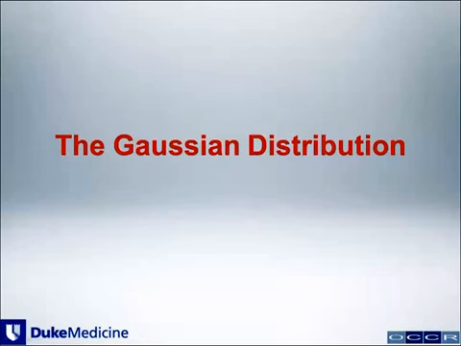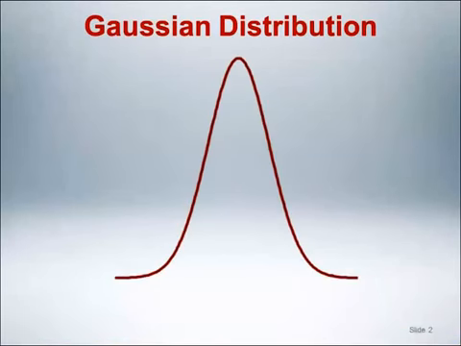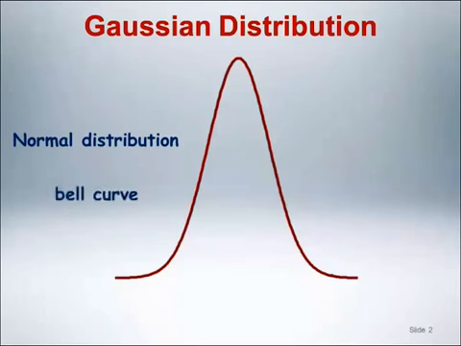Let's discuss the Gaussian distribution. There is a good chance that you are familiar with the Gaussian distribution in some context. It's more commonly referred to as the normal distribution or the bell curve. Both terms have roots dating back to the 1800s.